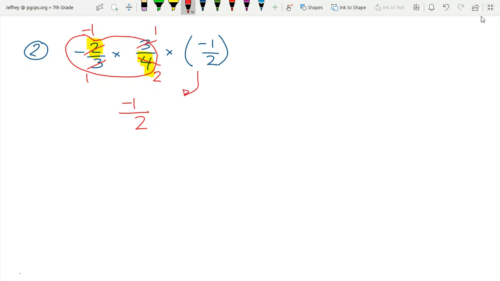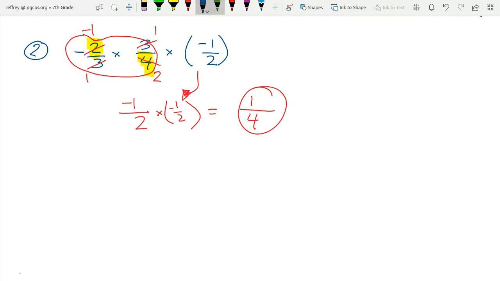Now I'm going to bring this down. Here we go, times negative 1/2. Now what do we say about a negative times a negative? It's going to be a positive 1 over 1 times 2 times 2 is 4. So our answer is 1/4.